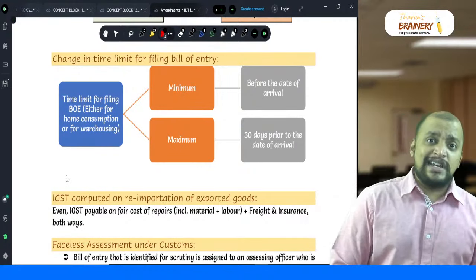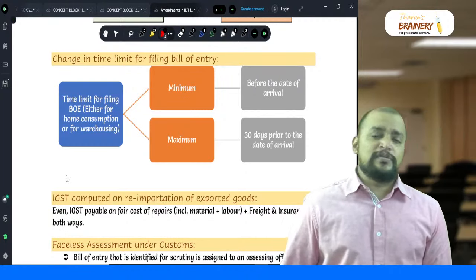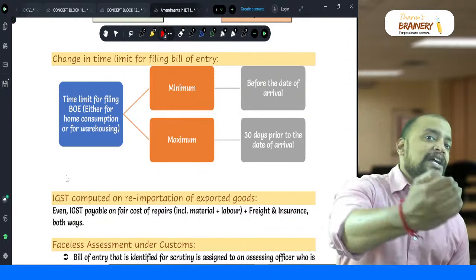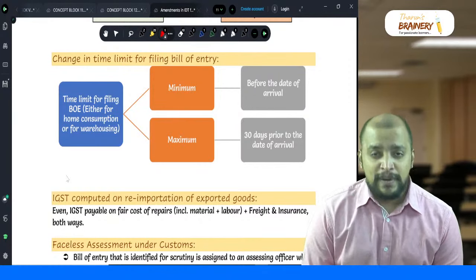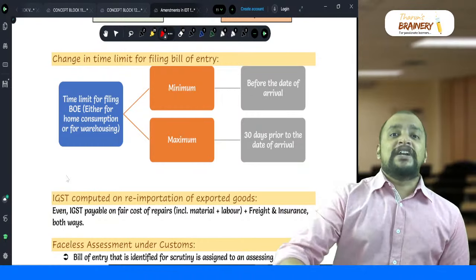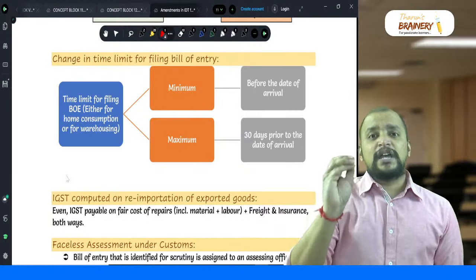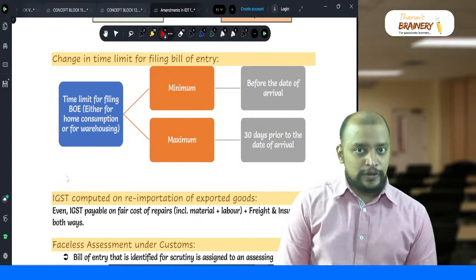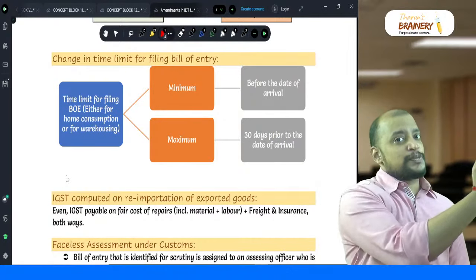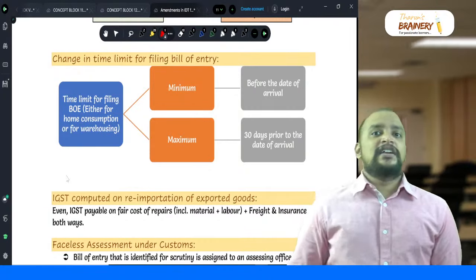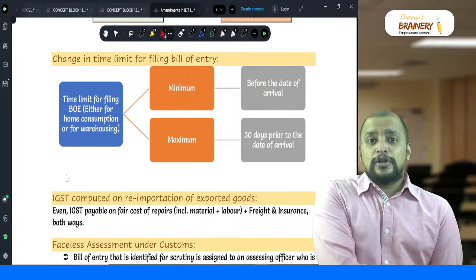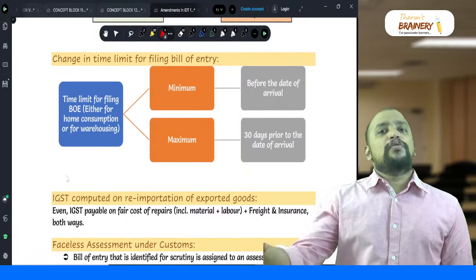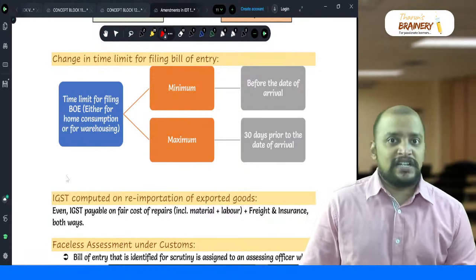What if yesterday is a public holiday? Let it be, that has to be filed. And can you file a prior bill of entry? Yes, within 30 days prior to the date of arrival, I can file a prior bill of entry. The prior bill of entry validity is only 30 days. It should not be more than 30 days prior, and it should be filed at least by the previous day to the date of arrival. And if not filed, what will happen, sir? There will be a late fee that is payable.